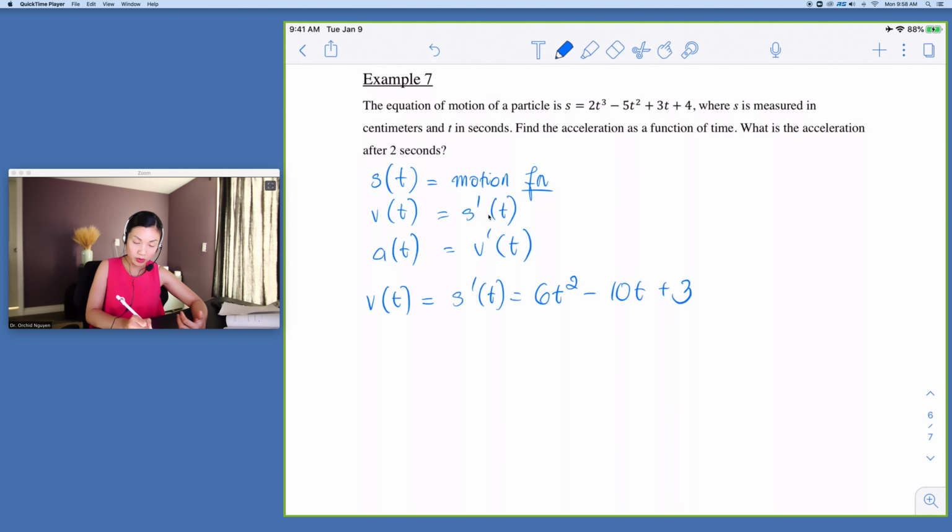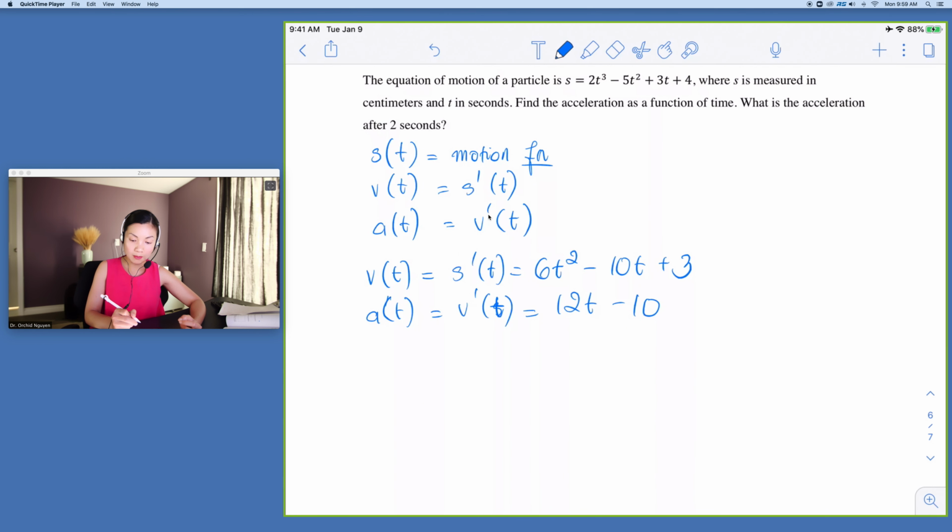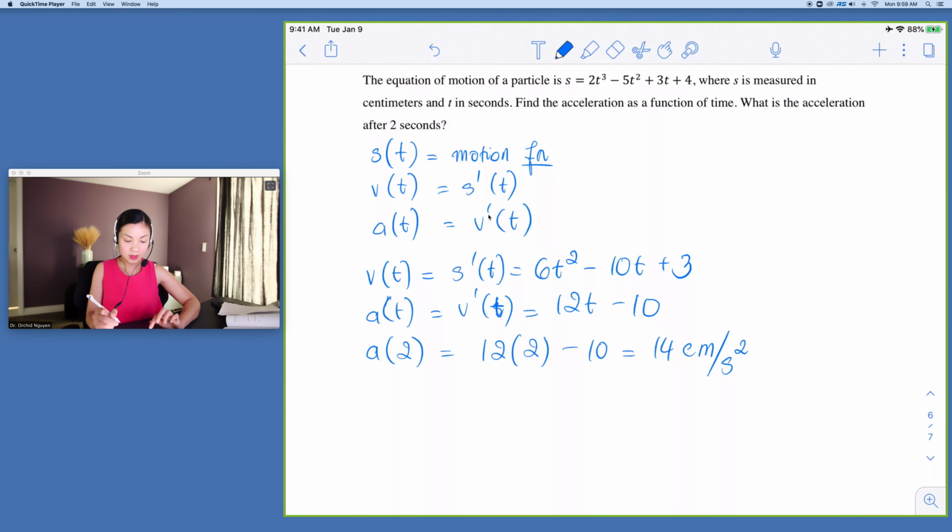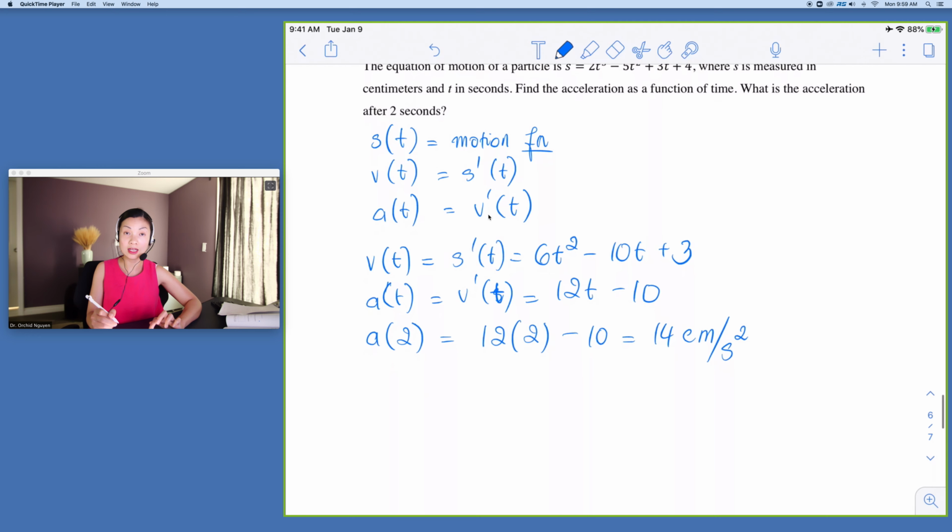Now let's take the derivative one more time to find the acceleration. So acceleration is going to be the derivative of velocity. So it's going to be 12t minus 10. Okay, so that's what I have. Now they're asking you for acceleration after 2 seconds. So all you have to do is plug it in. So 12 times 2 minus 10, which is 14. Okay, so that's how you find velocity and acceleration.